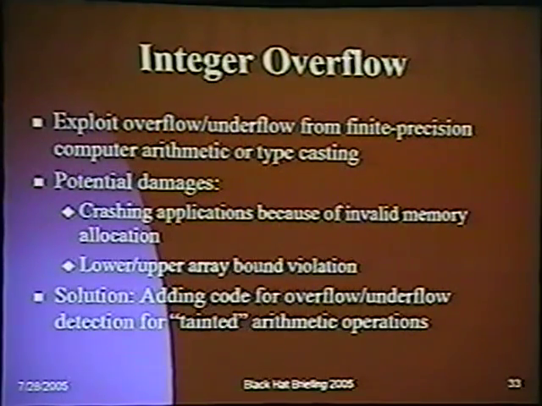So one way is integer overflow. So basically exploit overflow or underflow from finite precision computer arithmetic or typecasting. Like you cast some higher precision number to lower precision number, or you intentionally overflow or underflow your finite precision numbers. So the potential damage is you can crash the application because you can turn a number that's pretty small, but when you wrap around, it becomes really big, and you use that as an argument to malloc, and malloc doesn't allow you, and therefore the process crashes.